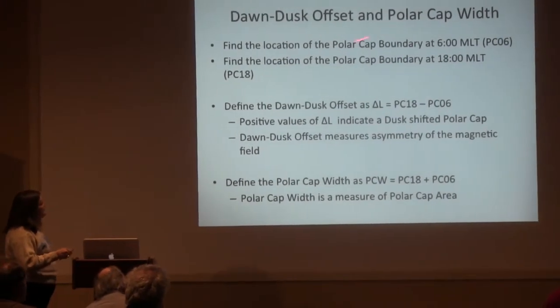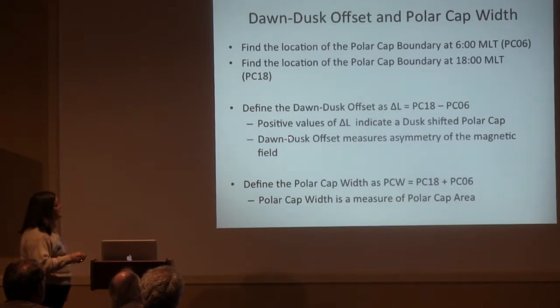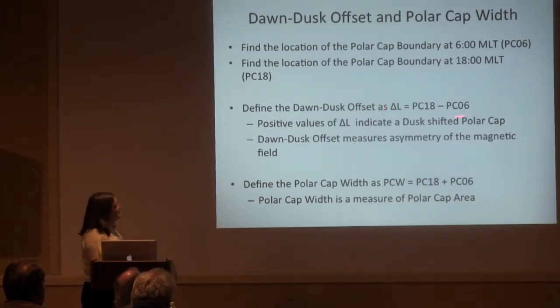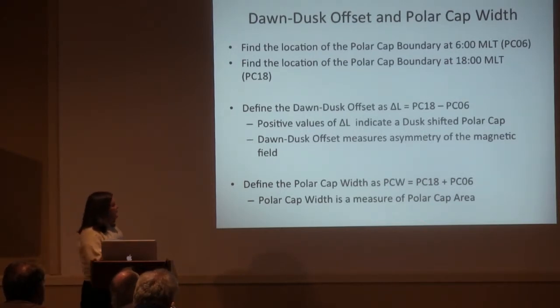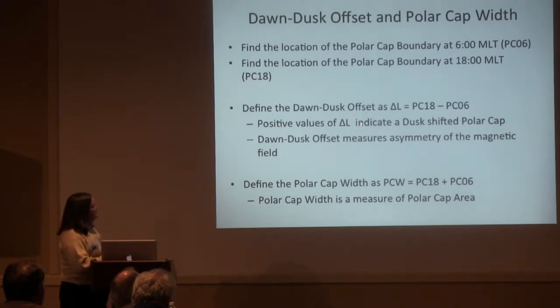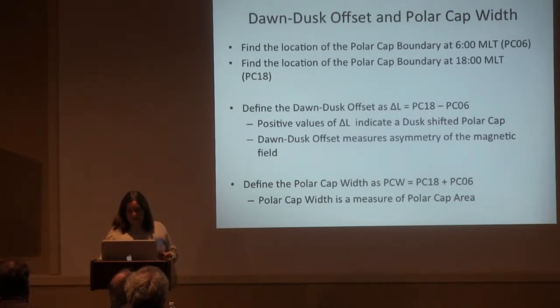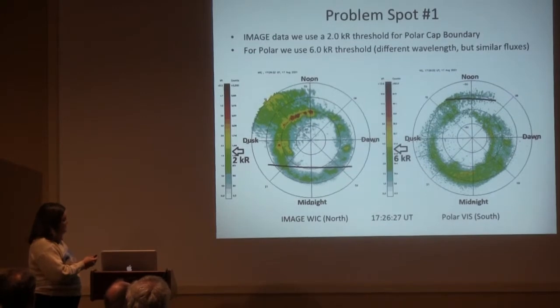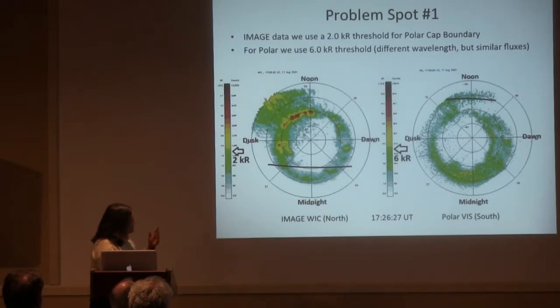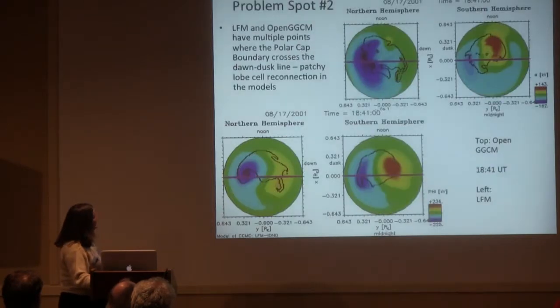So we looked at the polar cap boundary operationally with the data and also with those models, and just had a single measure called delta L, which was right at the 6-18 line, and then subtracted them and got the dawn-dusk shift, where positive is shifted toward dusk. Then we just got the polar cap width as the colatitudes added up as opposed to subtracted. So the first problem, of course, is trying to find the right operational level for our open-closed boundary, and we're pretty comfortable with that number.